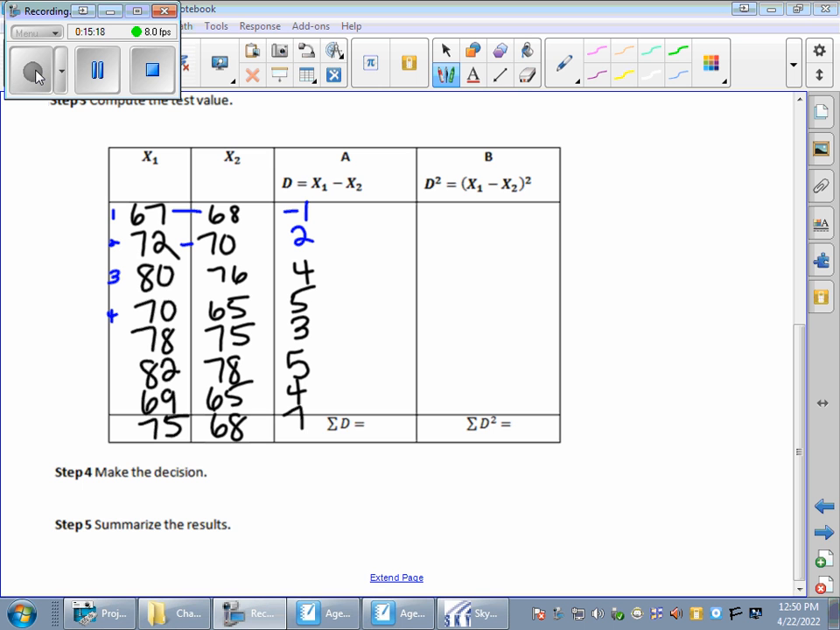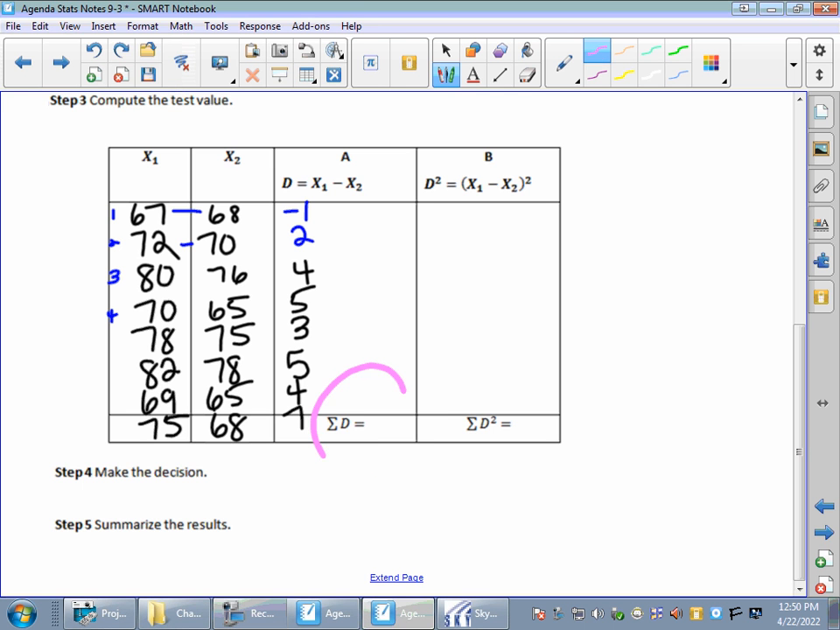7. While I'm at it, I'm going to take it down here and find the sum of these values. I'm going to add all these up to find the sum, because I need that for finding my standard deviation. I believe it's a 28. Double check me. The negative does make a difference, so watch those signs.